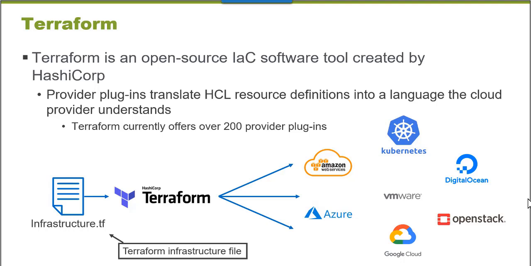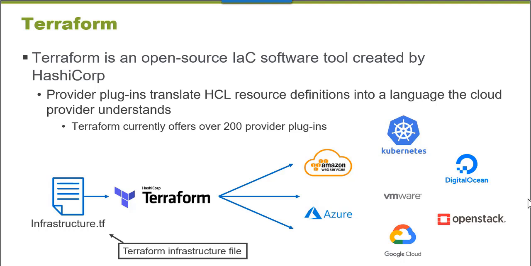HashiCorp defined their own infrastructure as code configuration language called HashiCorp configuration language. I'm allowed to define my cloud resources in HashiCorp configuration language and store them in a Terraform file. Terraform provides plugins that can take the resource definitions defined in the Terraform infrastructure file and convert those resource definitions into definitions that are understood by over 200 different cloud providers.